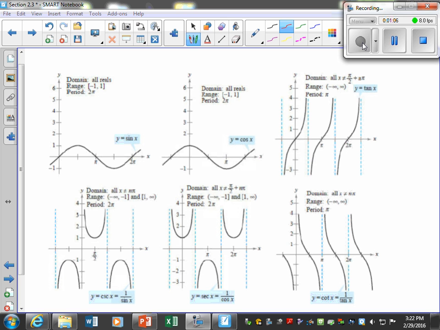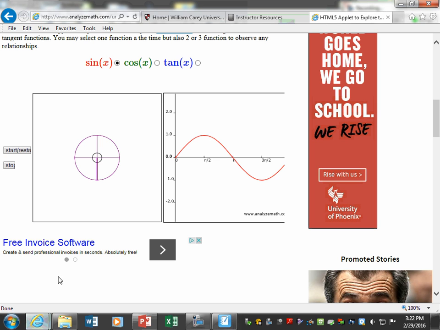Okay, and the next thing we're going to do is spend some time looking at the properties, the domain, the range, and the period of all of our 6 trig functions. And your sine function is going to be this first one, cosine function is here, and then your tangent. But before we get too far into this, and I'm going to spend some time on that, I want you to look at this applet off of the internet.